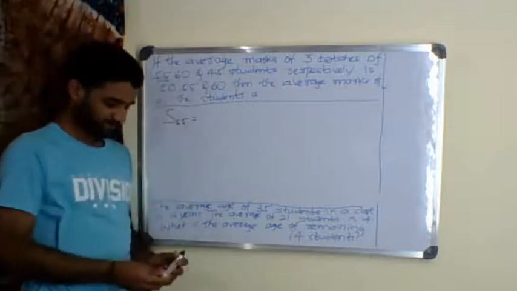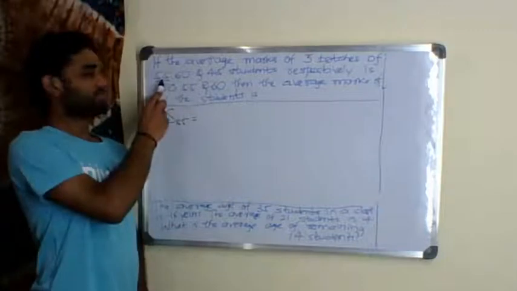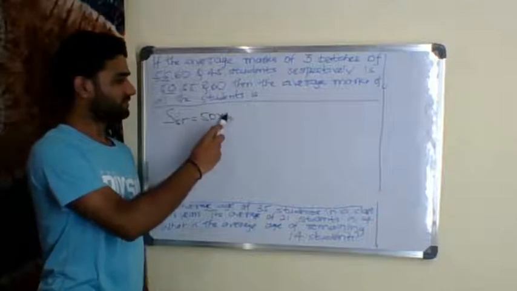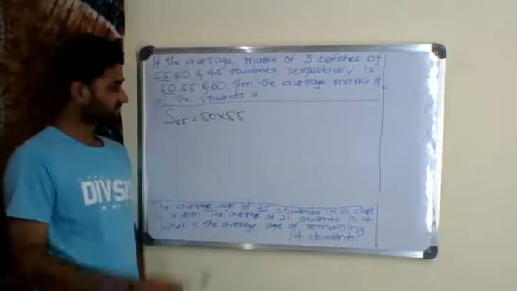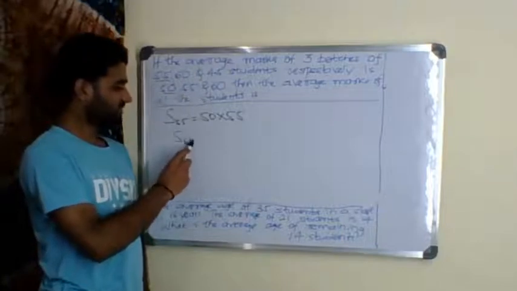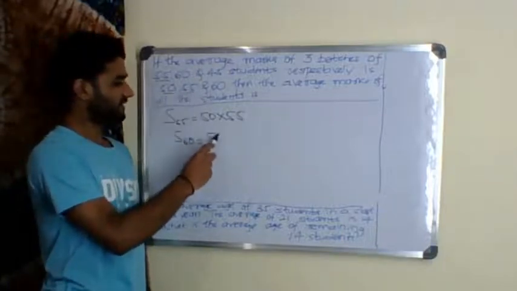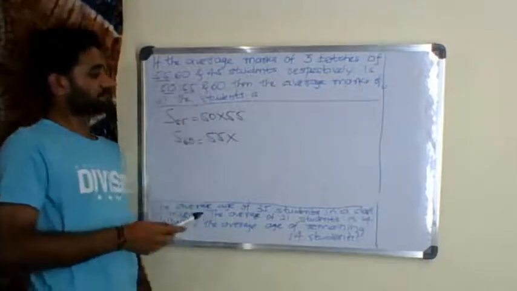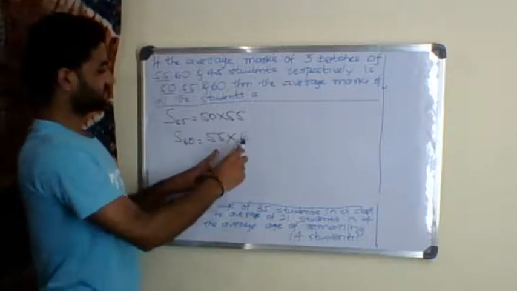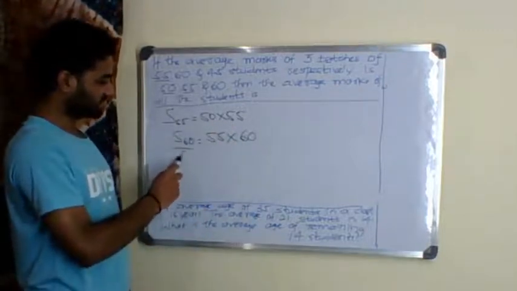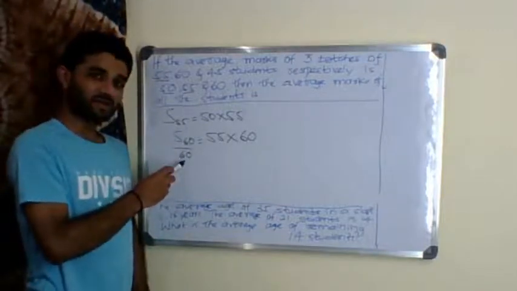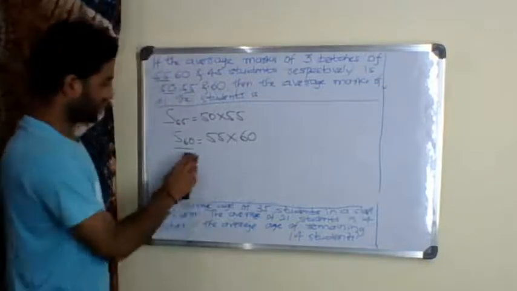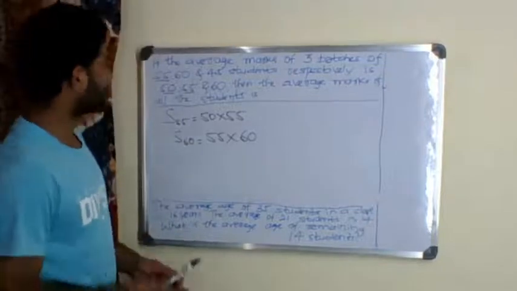The 55 strength batch average is 50. So sum will be 50 into 55. Similarly, sum of 60 students, average is 55, multiplied by 60. Sum divided by total number of scores is average, so I just cross multiply. This is the sum of 60.